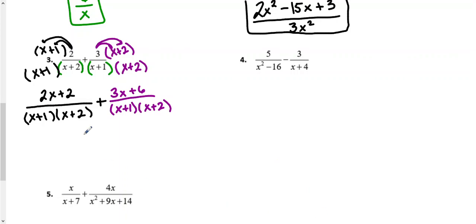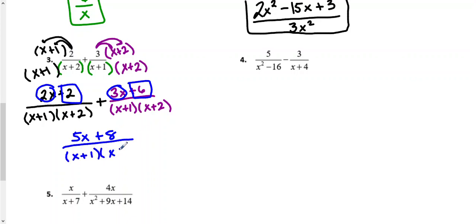Then we just look to combine our like terms. So we have 2x plus 3x, which gives us 5x, and then 2 plus 6 gives us 8 over x plus 1 and x plus 2. And that's our answer. We're just going to leave it like that.